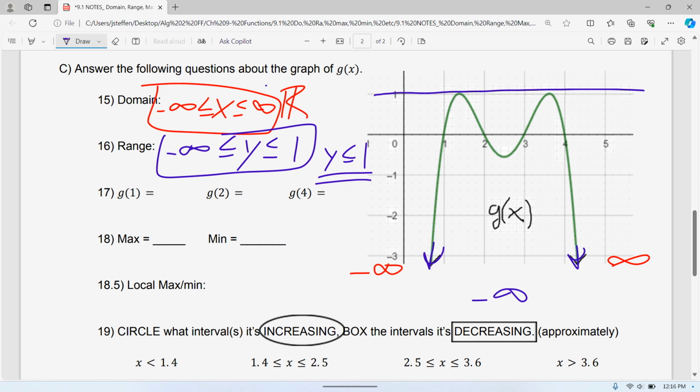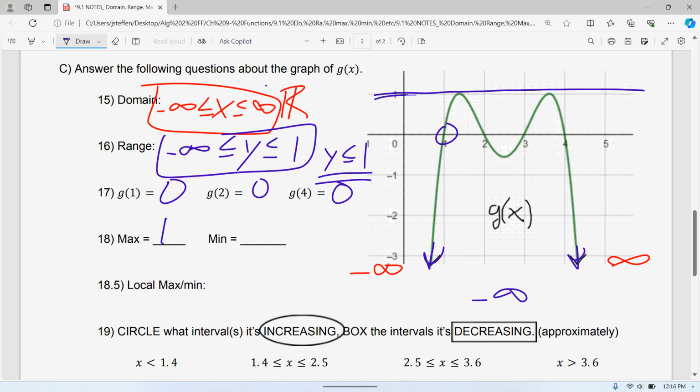Then the other ones are the same. g of 1 is 0. This one ends up being kind of unique, but that's okay. g of 2 is also 0, and g of 4 is also 0. There weren't any other ones that worked out really nice and evenly without decimals, so those are the only 3 I could go with.